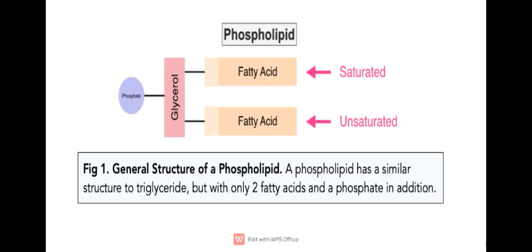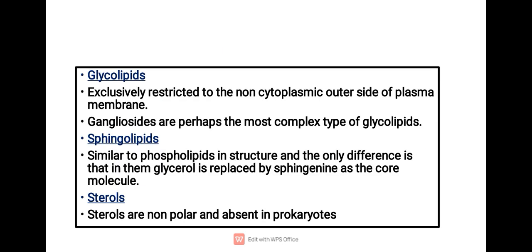Here we can see a diagrammatic representation of a phospholipid, with fatty acids, saturated or unsaturated, and glycerol along with the phosphate. This is the general structure of a phospholipid. A phospholipid has a similar structure to a triglyceride but has only 2 fatty acids and a phosphate in addition.